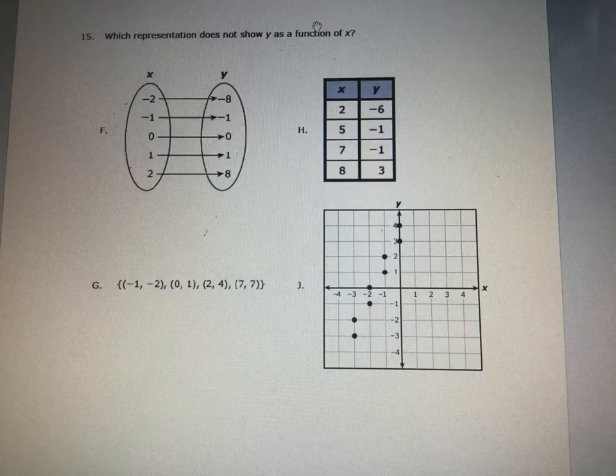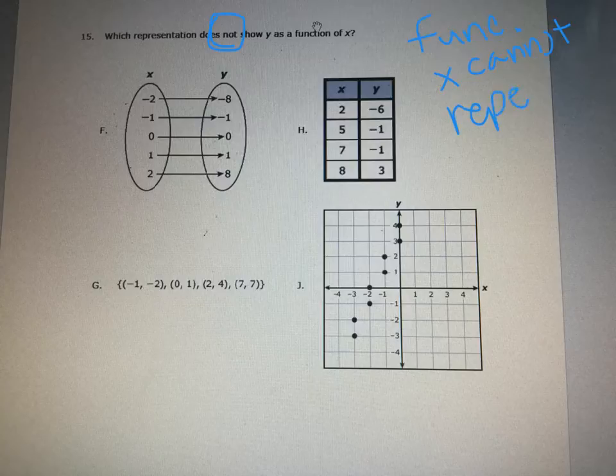So number 15 is shown on the screen. Which representation does not, so let's circle that keyword, not show y as a function of x. So to be a function, I'm going to write this over here, to be a function, x cannot repeat. So since we're looking for something that is not a function, what we're looking for is x repeats. Okay, so let's go through these.